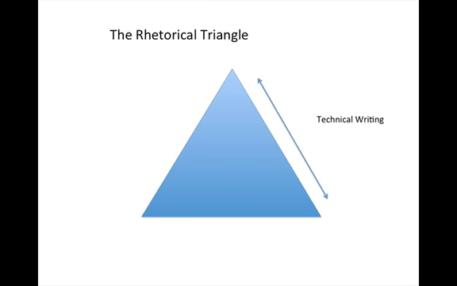Technical writing focuses on a different part of the triangle. In other words, the most important relationship is between the audience and the text or message. The audience has to understand the text or message that is being written. You're important, but not quite as important as the audience. When we say that technical communication is audience-centered, what we mean is that the audience and the message have to take the forefront.